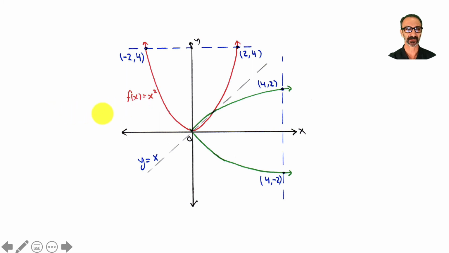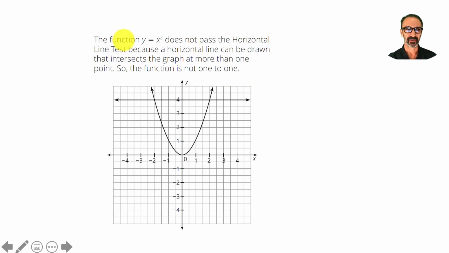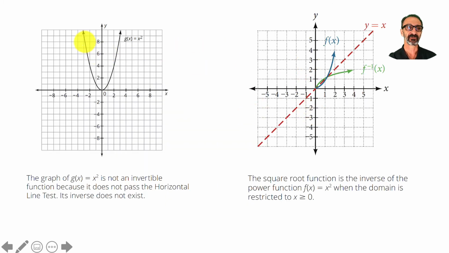Here's more details. The function y equals x to the second does not pass the horizontal line test. We talked about that more than once. Because a horizontal line can be drawn that intersects the graph at more than one point, the function is not one-to-one. We could see it right here at 4. If you restrict the domain, you drop this and you keep this. Now you have f of x.